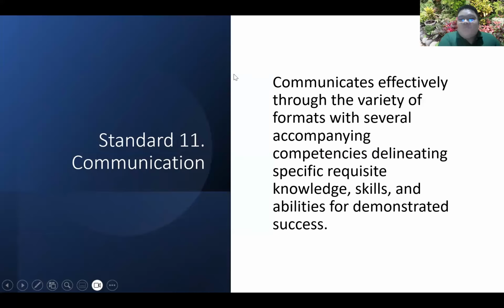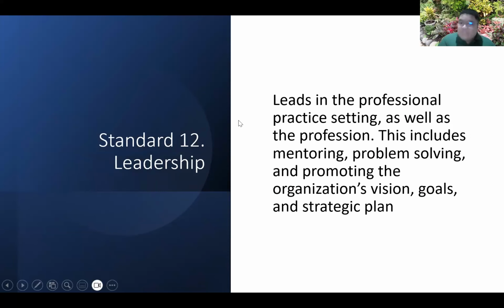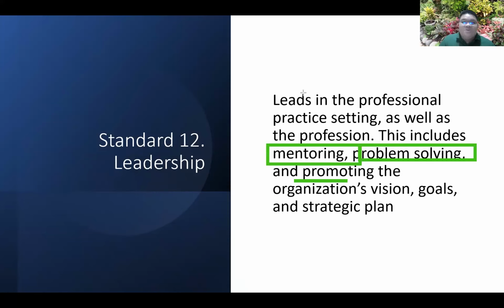Then for standard 11, communication. We need to be able to communicate effectively through different formats. Ibig sabihin, written man siya, spoken man siya, with several competencies that would delineate the specific requisite knowledge, skills, and ability for demonstrated success. On standard 12, leadership, ibig sabihin we lead in the professional practice setting as well as the profession. It would include, class, mentoring, ibig sabihin, nagtuturo na po tayo, problem solving, and promoting the vision, goals, and strategic plan of the organization.